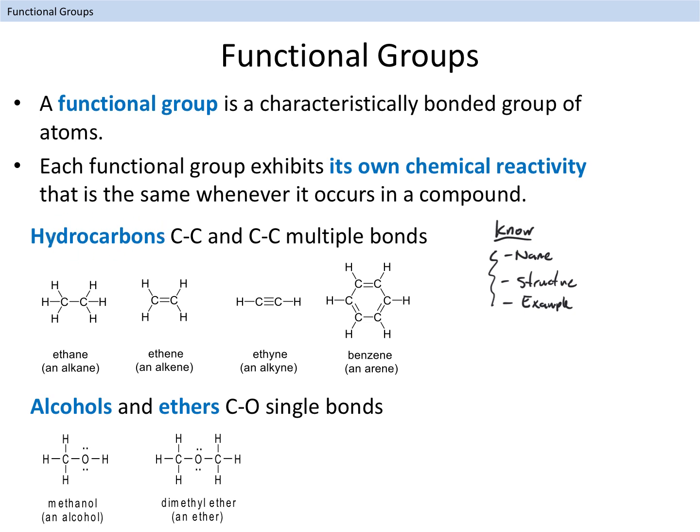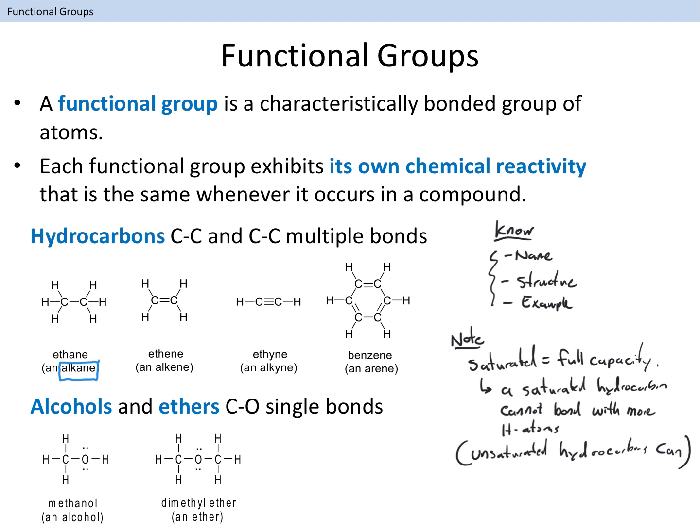Hydrocarbons. A hydrocarbon is an organic compound composed solely of hydrogen and carbon atoms. These atoms are bonded together in various arrangements. The four types of hydrocarbon functional groups you need to know are as follows. Alkane. An alkane is a hydrocarbon that contains only single bonds between the carbon atoms within the molecule. As such, they are known as saturated hydrocarbons.